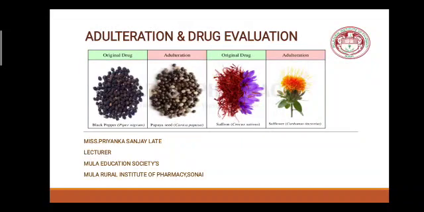In this presentation, I am going to discuss the topic of adulteration and drug evaluation. This topic we will discuss for first year D Pharmacy students, part 2.